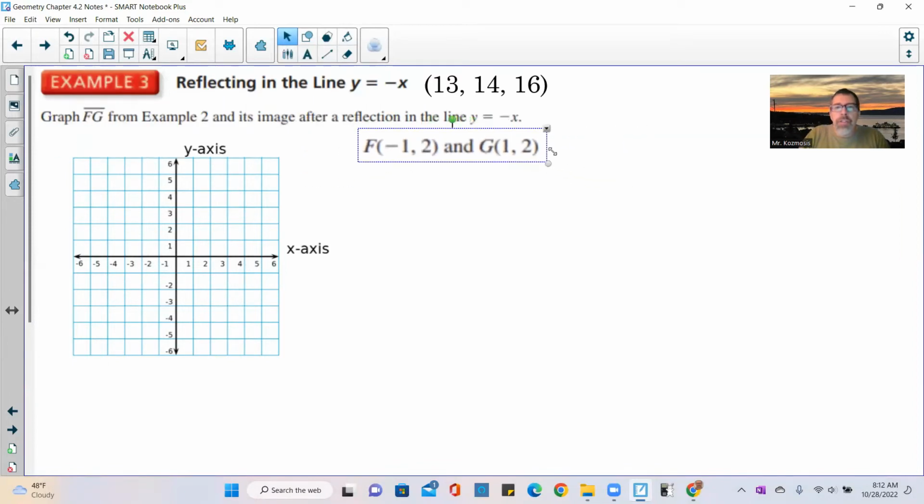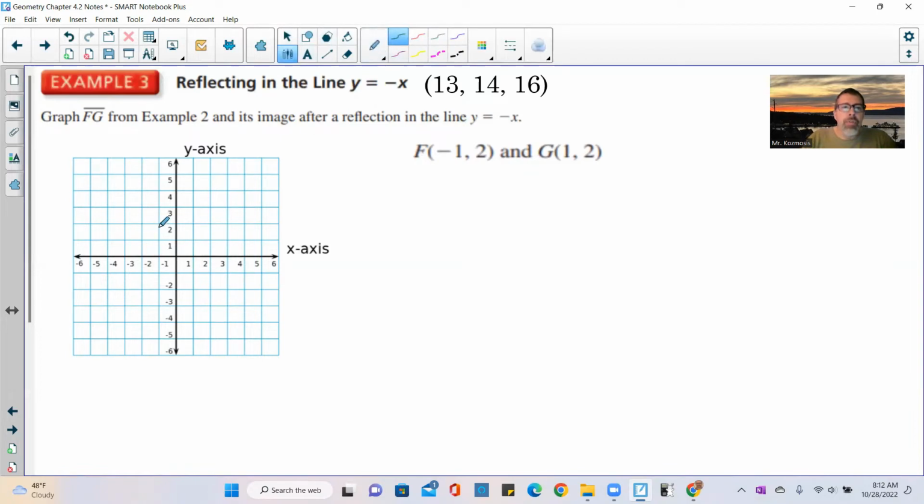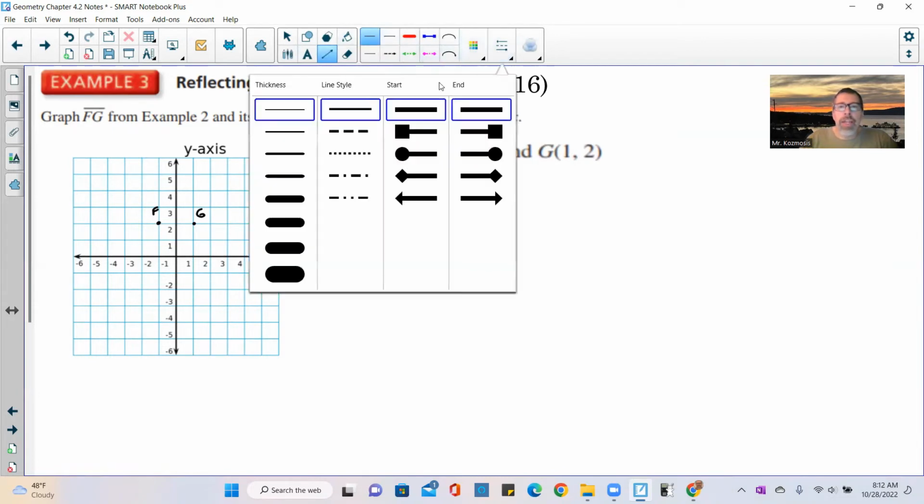I don't know why they just couldn't give me the points again, but anyway, there they are. F is -1, 2. So we plot that. -1, 2 is right here. G is 1, 2 right here. Here is F, here is G, and we want to reflect in y equals -x.